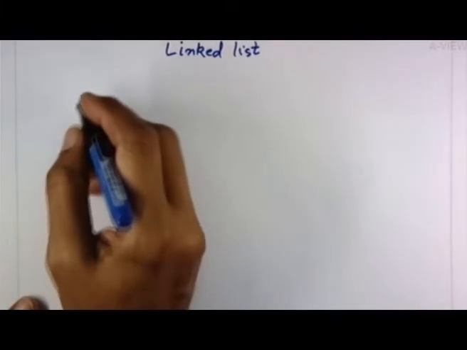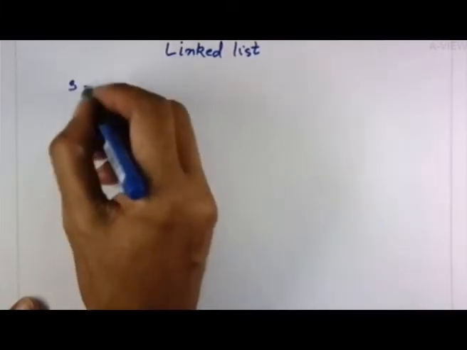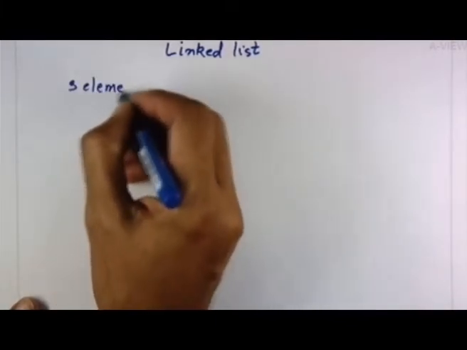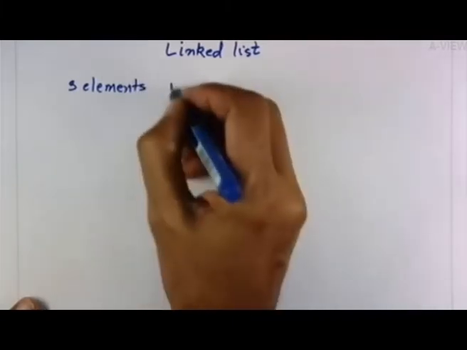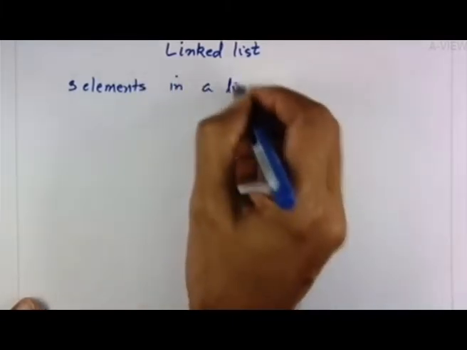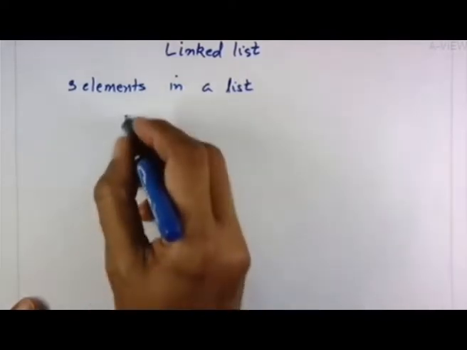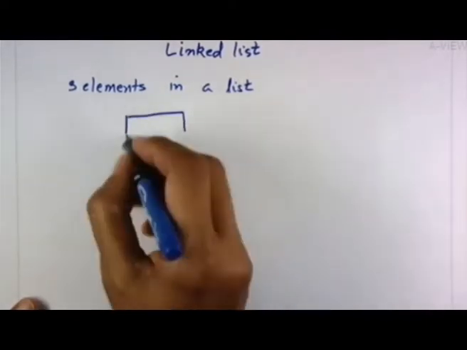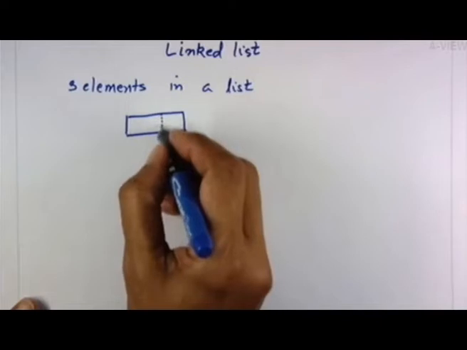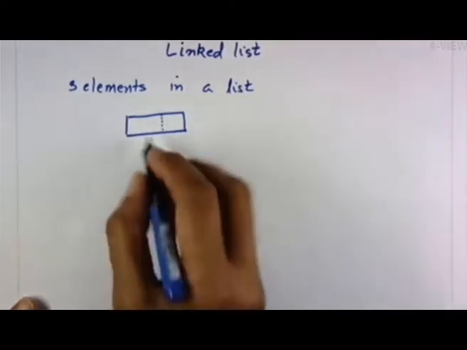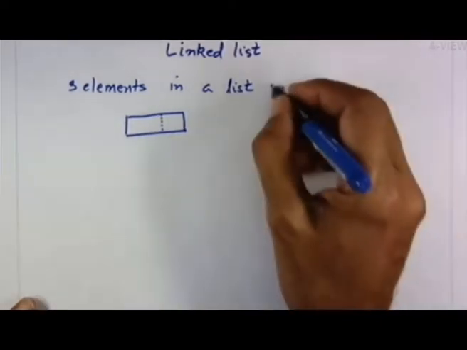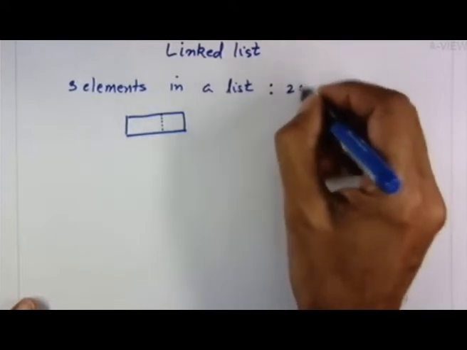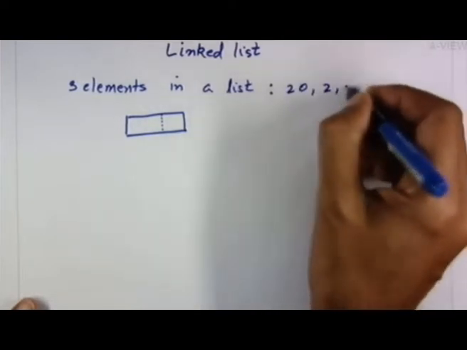Okay, so how do I represent? Suppose there are 3 elements in a list. Without any language, we'll represent it as something like this. We create a box with 2 compartments. In one we'll put a value. So I'm going to create a list with values say 20, 2 and -5. 3 values.